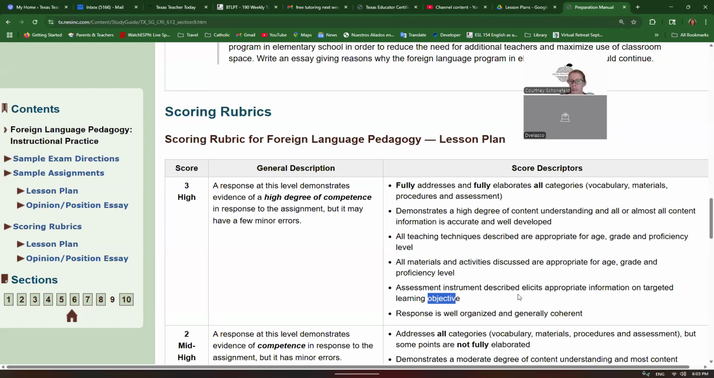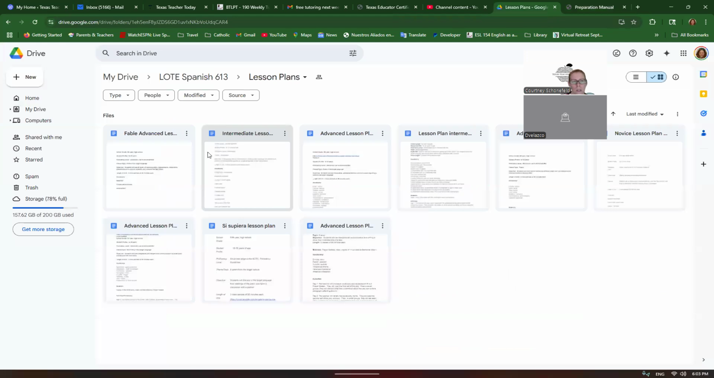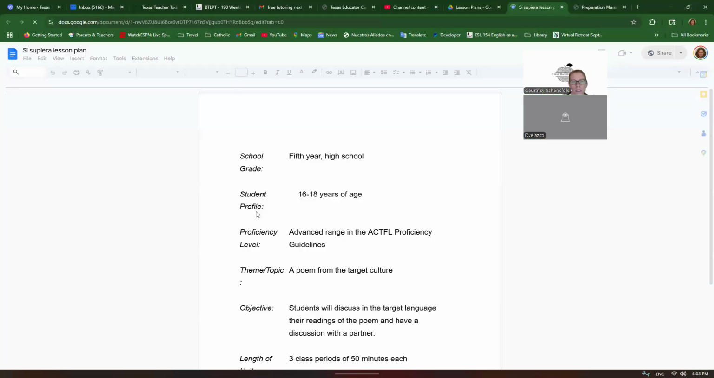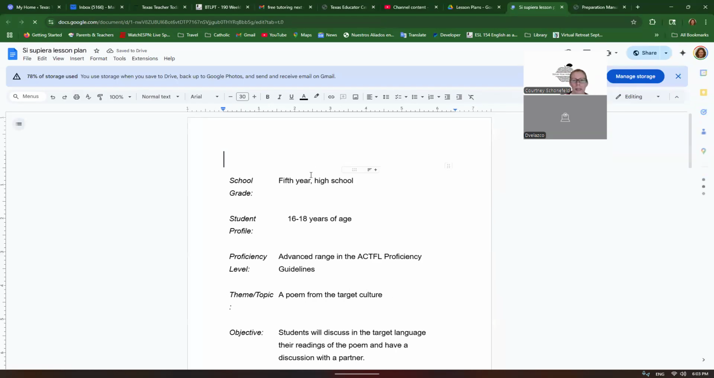So one of the biggest mistakes people make is not focusing on the objective, right? So let's look at a lesson plan. This is a lesson plan on a poem. Some people tell me, well, I thought a lesson plan on a poem and I did your lesson plan and I got a 0. Well, I don't know what your lesson plan objective is going to be.